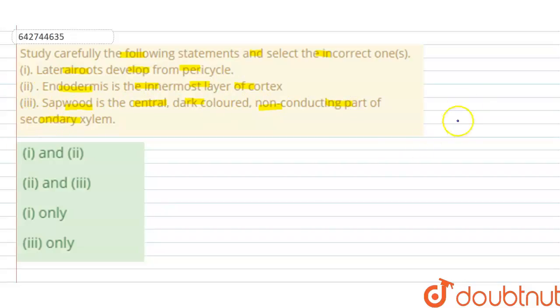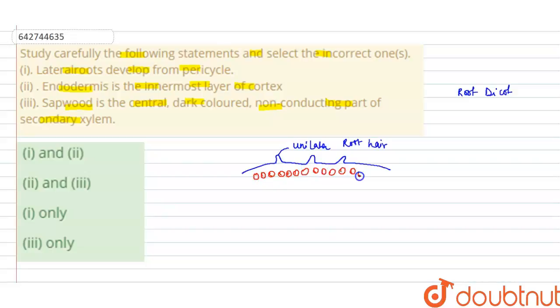So basically they are talking about the roots, and what kind of roots? Dicot roots. You should know the structure of the dicot root. The outermost layer of the dicot root is the epidermis, which sometimes consists of unicellular root hair. Below the epidermis comes the layer of the cortex, and the cells of this cortex are thin-walled parenchymatous. Below the cortex, there are cells larger than the cortex cells, and these cells are known as the endodermis, the inner part of the cortex.